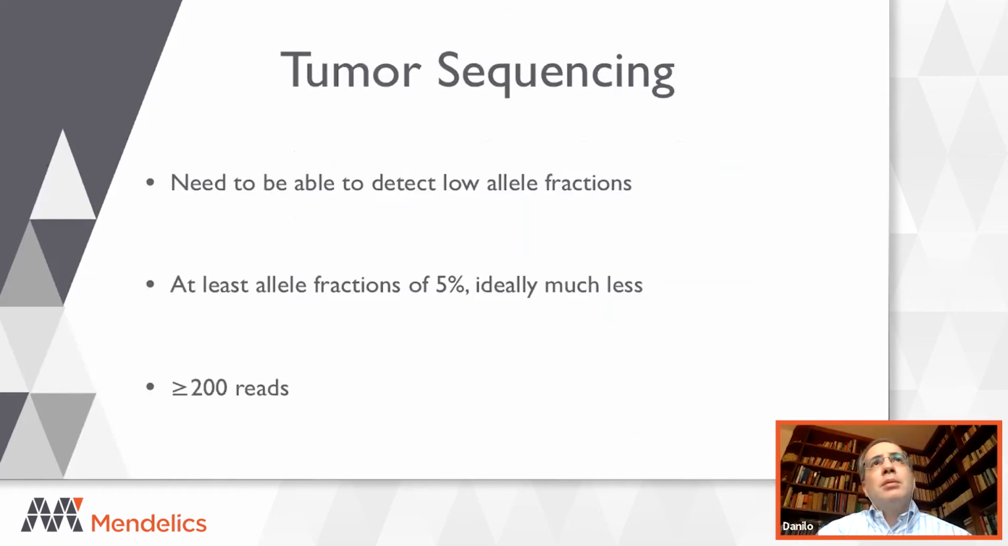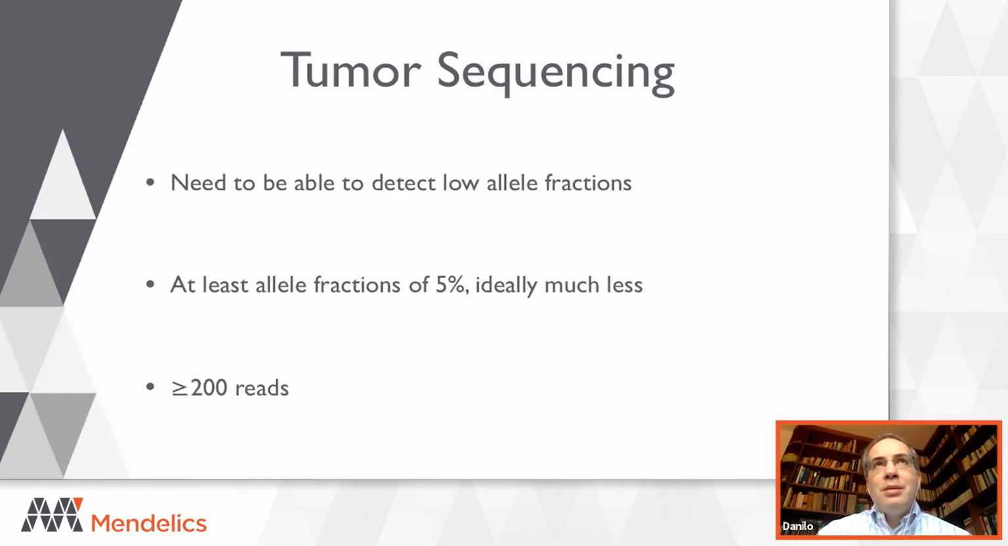So if I want to do tumor sequencing, now I need to think about all of that. We need to be able to detect low allele fractions. This is a must when we do tumor sequencing. And we must keep in mind that we should at least find an allele fraction of 5%, ideally much less than that, even less than 1%, because that may make a difference for treatment. And to achieve that, I need a high number of reads. I need a high coverage.